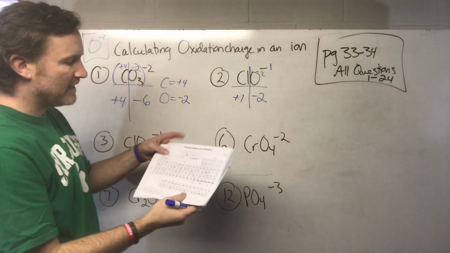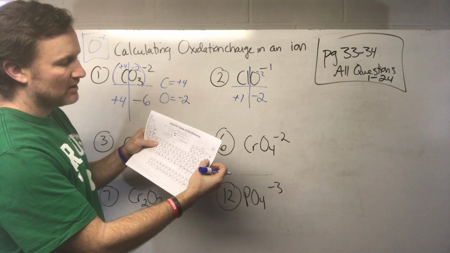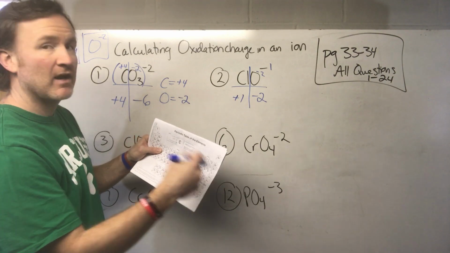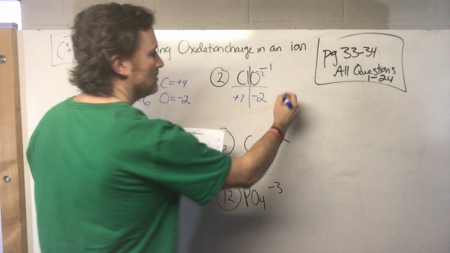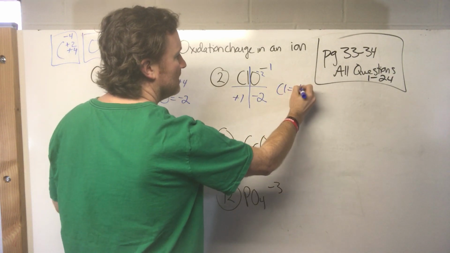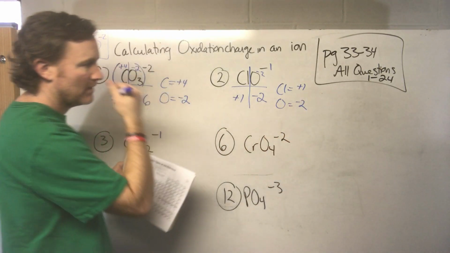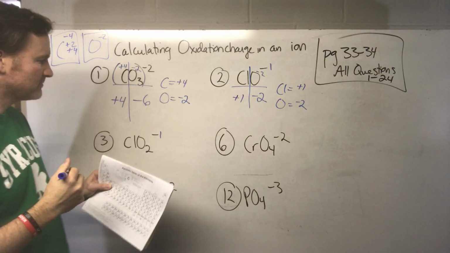When I look up chlorine on my reference table chart, notice we have chlorine plus 1, plus 5, plus 7. We have a couple options to choose from. So because there's only 1, then it has to be the 1 charge. So Cl is plus 1. O again is minus 2.